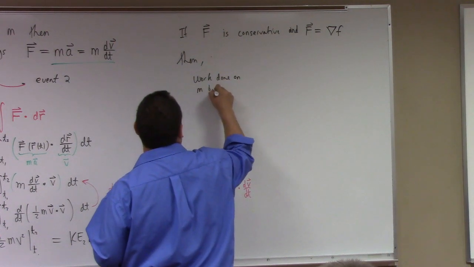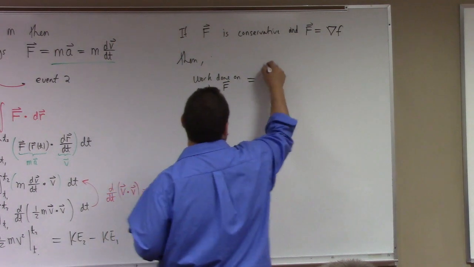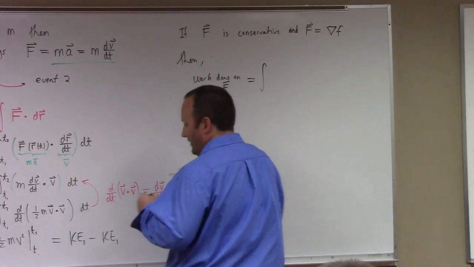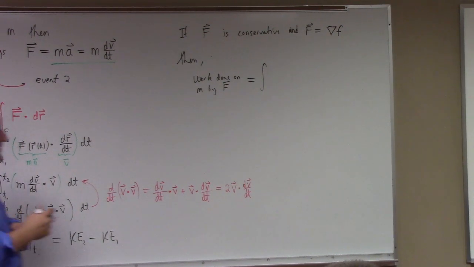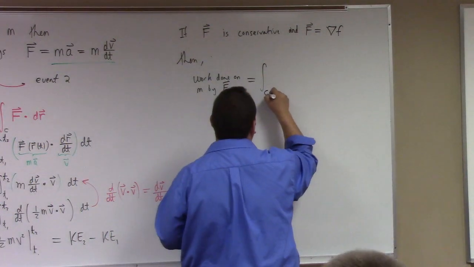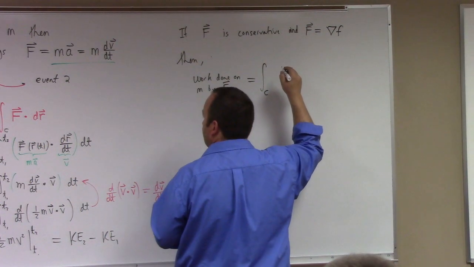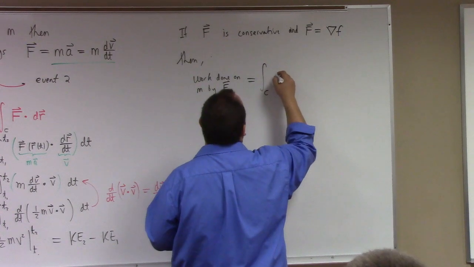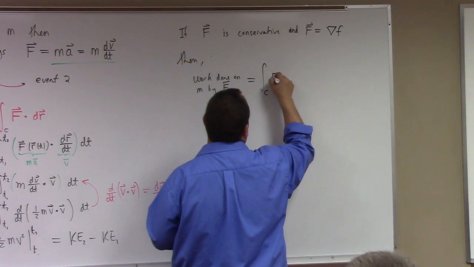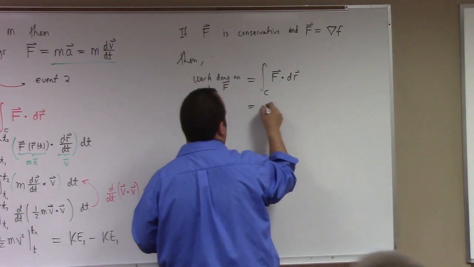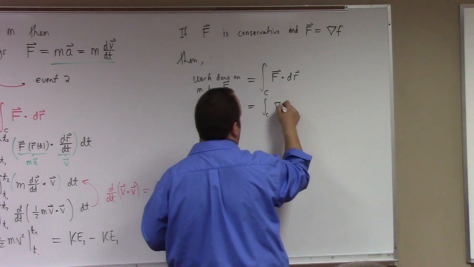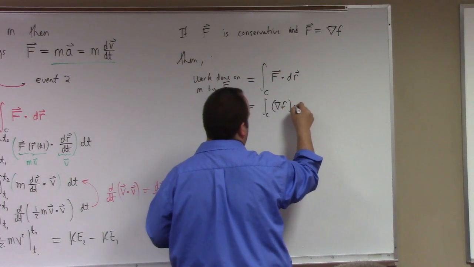On m by f is what? The integral over, and I forgot something. This integral doesn't make sense unless I put the curve here, right? It's the integral over that curve. That's why I labeled it C. So it's the integral over the same curve of f dot dr. But what is that? That's the integral over C of the gradient of f, right, dot dr.